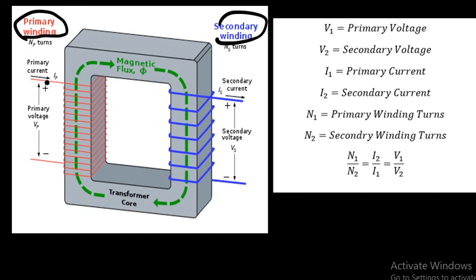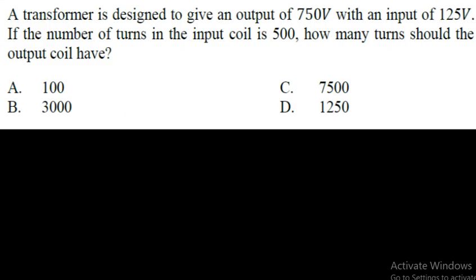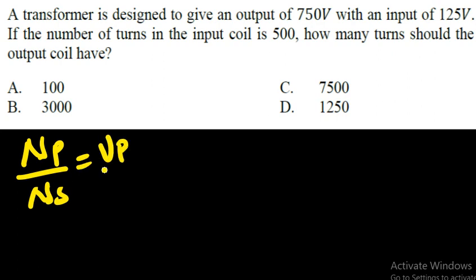If we have primary current, primary voltage, and primary number of turns of the coil, this is the formula: N1 over N2, where N1 means the primary. We can say NP over NS is equal to VP over VS. This time we are not focusing on current, because our question is talking about the volt and the number of turns. So NP over NS, number of coils in the primary over number of coils in the secondary, is equal to VP over VS. So we are going to apply this formula.